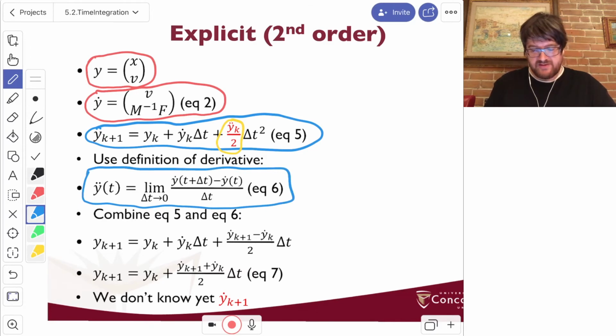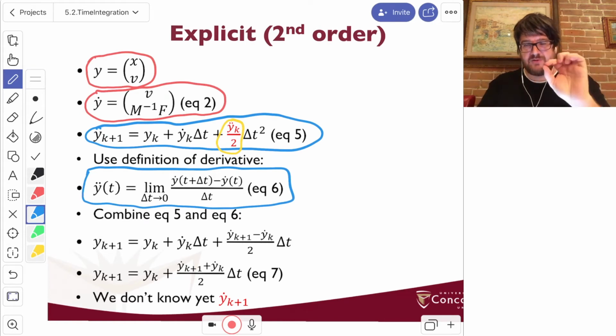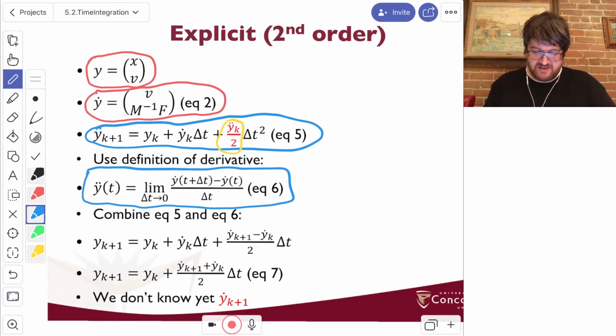So the second derivative of y with respect to t, if I express it as a derivative of the first derivative, is essentially the limit as delta t goes to 0 of the first derivative of y with respect to t at t plus delta t, minus the first derivative of y with respect to t, divided by delta t. This is the definition of a derivative.